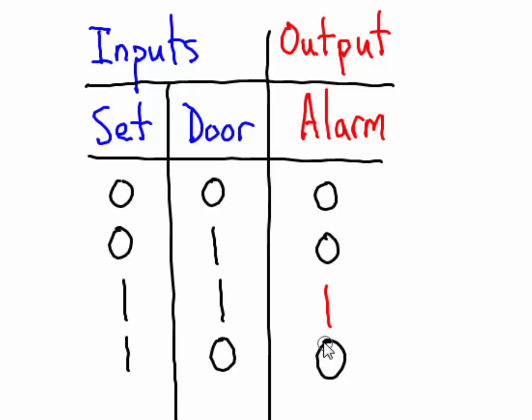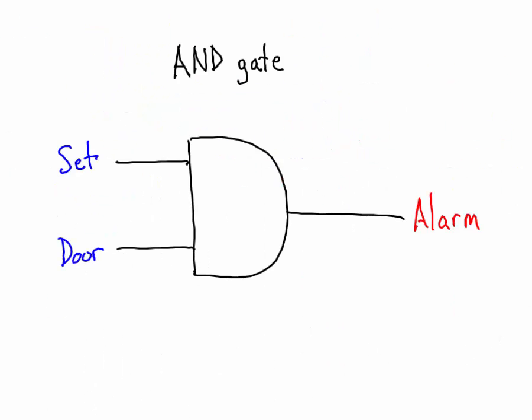And looking at this, only under the condition of the set and the door do we have an alarm sound. So this is an AND logic function, or we'll need an AND gate. This is the logic symbol for an AND gate that has two inputs. In this case, the condition of the set and the condition of the door, and one output, the alarm. And only under the condition that both the alarm is set and the door is open will the alarm sound.